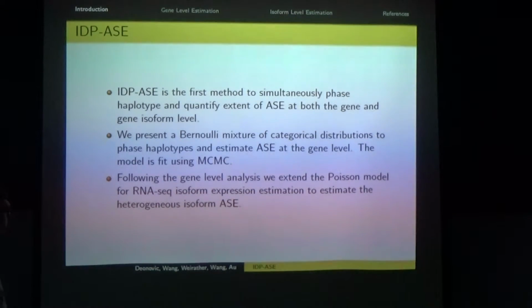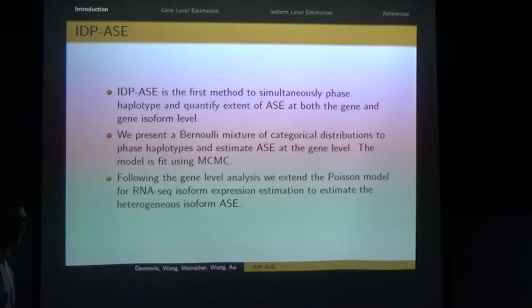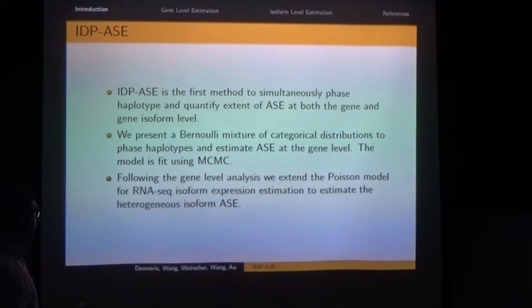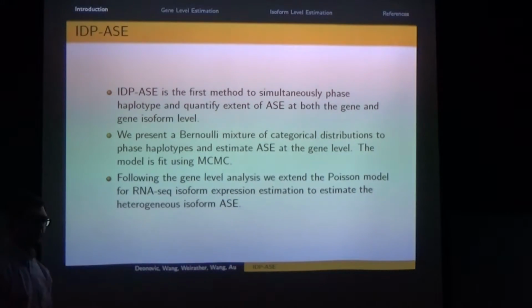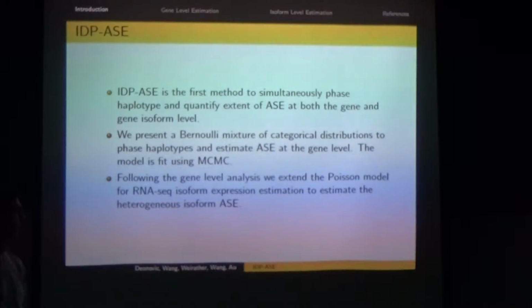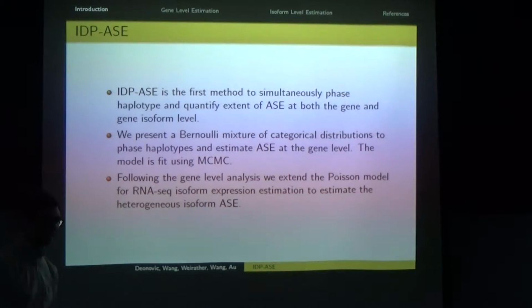And so just to do a quick little summary here, IDP-ASE is the first method to simultaneously phase haplotypes and quantify the extent of ASE at both the gene and gene isoform level. And we do this using these two models, which I'll briefly describe here. For the gene level, we use a Bernoulli mixture of categorical distributions to phase haplotypes and estimate ASE at the gene level. And we fit this model using MCMC. And for the gene isoform level, we will extend the Poisson model for RNA sequencing isoform expression estimation to estimate the heterogeneous isoform ASE.